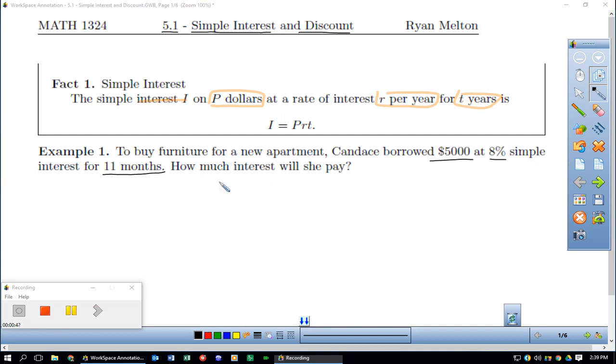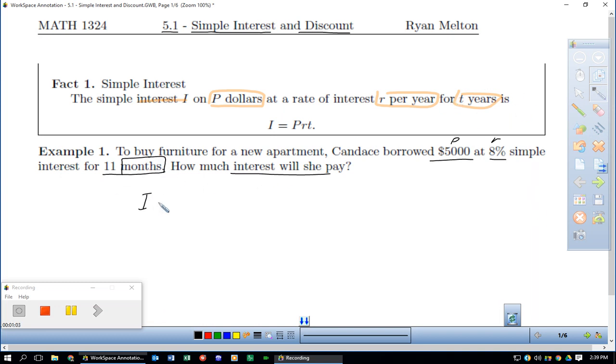In this case, we're asked for the interest. How much interest will she pay? So we need to take our principal, the P dollars, times our rate per year. It's 8% per year, so there's our rate. And simple interest for 11 months. Now, because this is months, we are going to have to convert that to years.